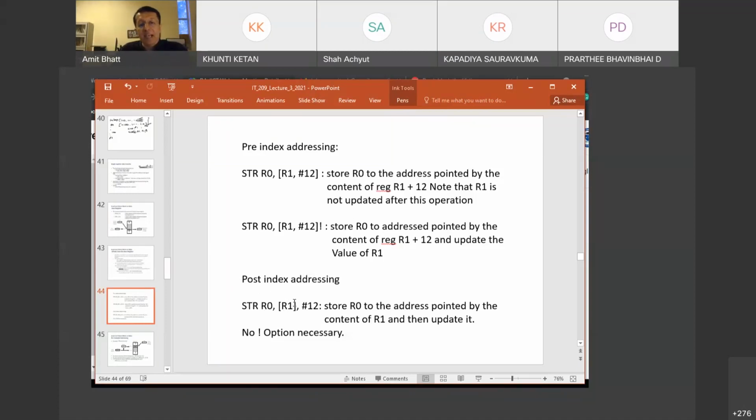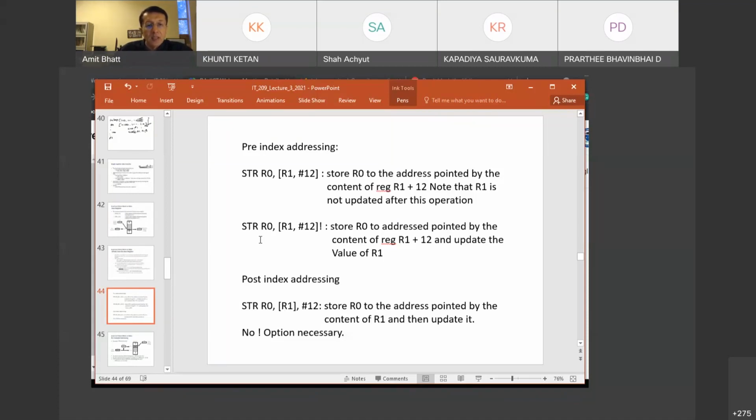So the next time, suppose it is used in a loop, when it comes to R1, the value would have already been updated. Now here, there is no need to put this exclamation mark because by default it is updating the value of register R1. There is no option where it is not updating the value of R1. So here, there are no two separate cases of having no exclamation mark and having an exclamation mark. Effectively, the value of R1 will be updated after storing R0.